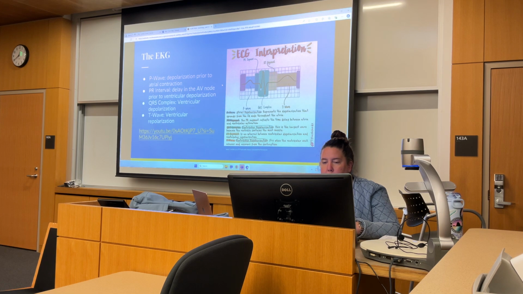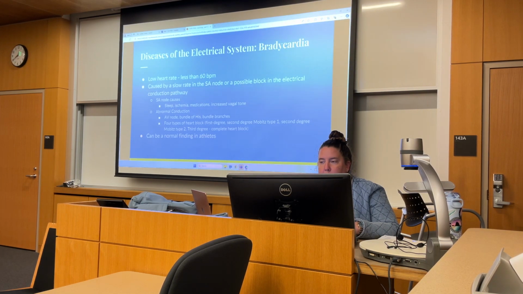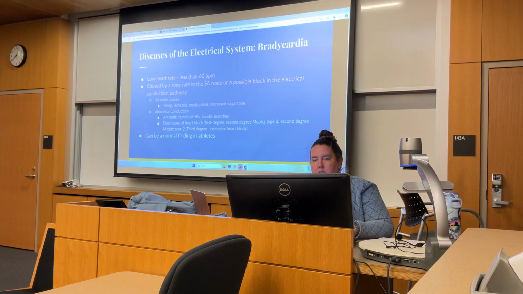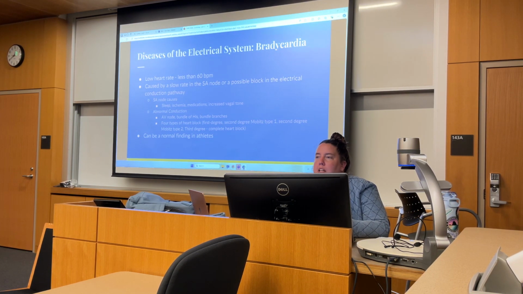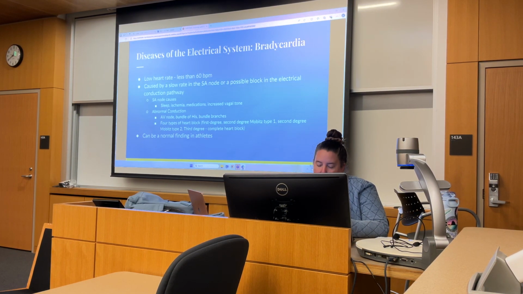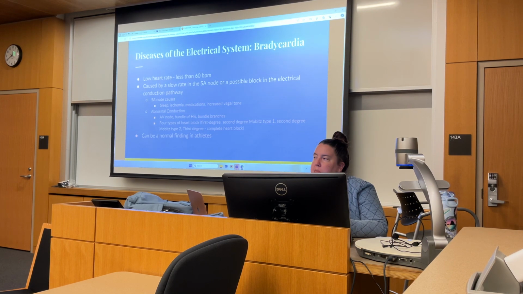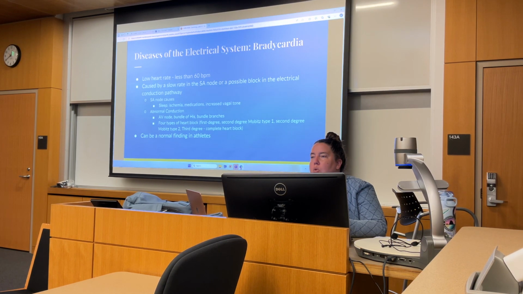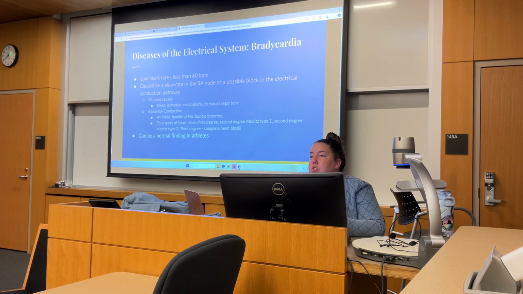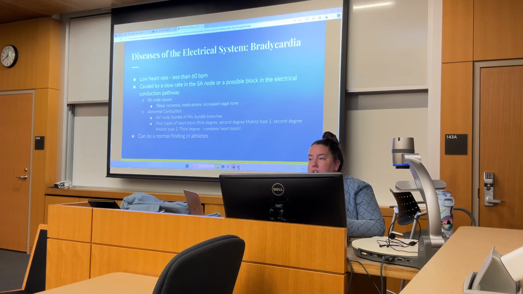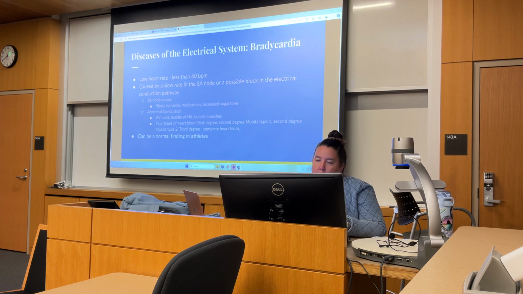Okay, so we took a look at that. Now we'll move on to diseases of the electrical system. So first we'll take a look at bradycardia. Anytime you see the word Brady in the medical field, it has to do with something that is slower or lower than normal. So bradypnea would be slow breathing. Bradycardia is a slow heart rate.